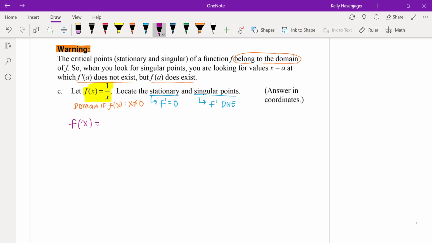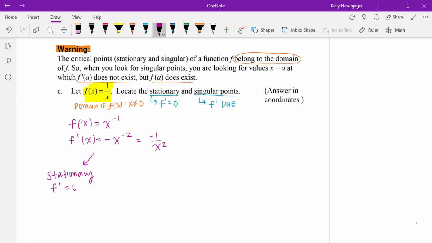So we have to first rewrite our original function to be x to the negative 1 power so that we can use the power rule. We're going to multiply that negative 1 to the front and then subtract 1 from the exponent. So we get negative 1 x to the negative 2 power, which is negative 1 over x squared, as the x squared gets dropped down.